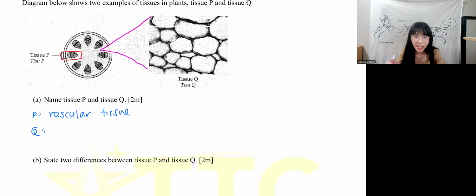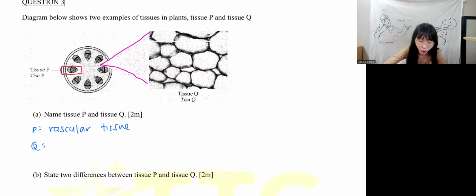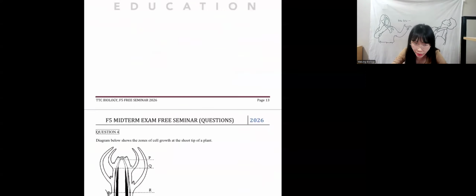Okay, if you want to write a specific answer, because they asked you to write 2 examples, right? They didn't ask you to write the type of tissue. So this tissue Q, if you want to write the name of this ground tissue, they are either parenchyma, collenchyma, or sclerenchyma. How do you see the differences between them? Okay, if they are round, big, fat, very cute one, it has to be a parenchyma tissue, because parenchyma tissue has thin cell wall, large vacuole. Collenchyma tissue don't look like that.